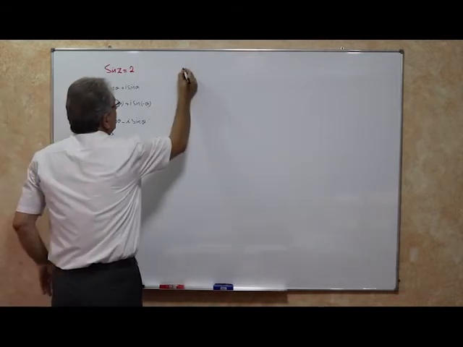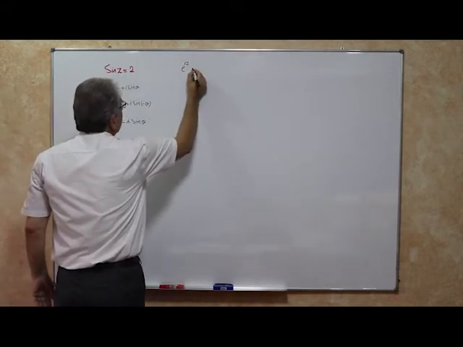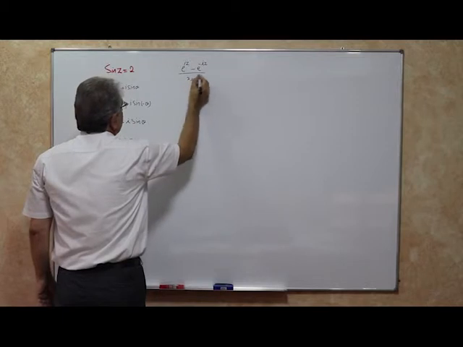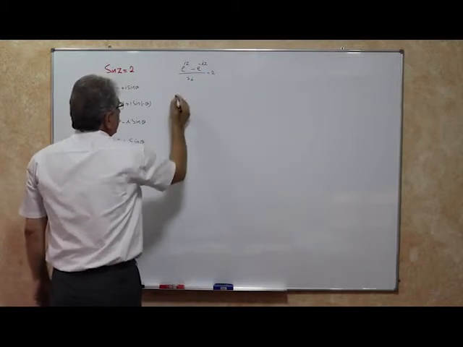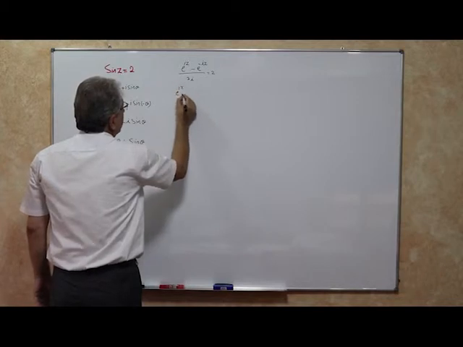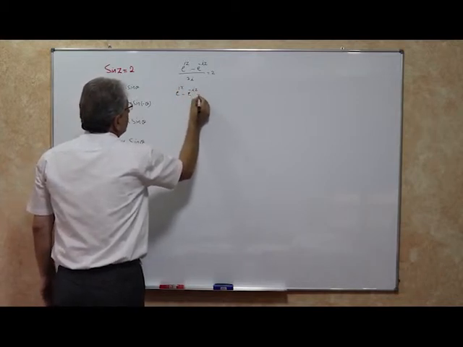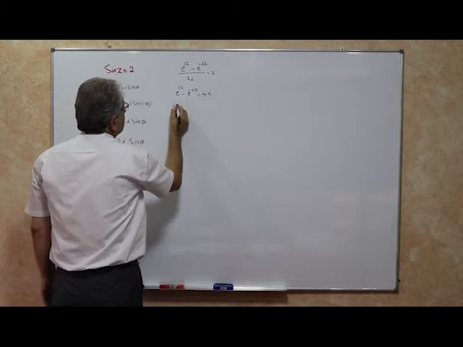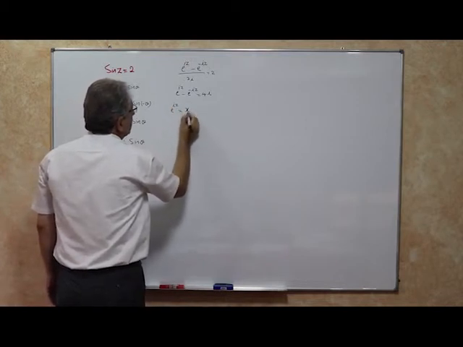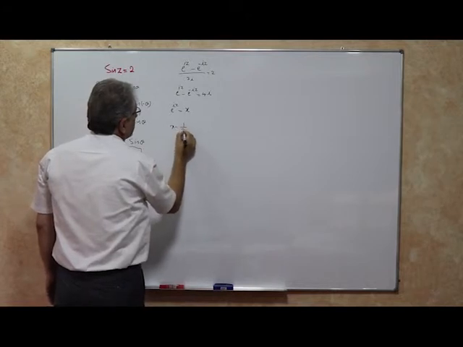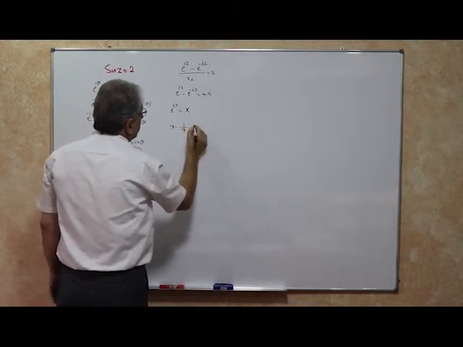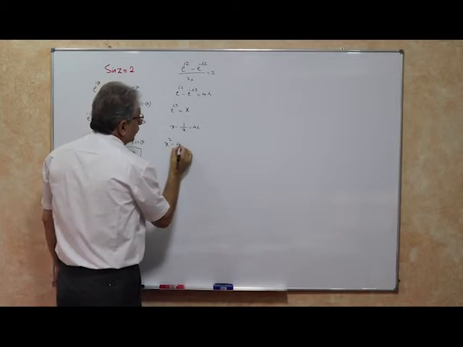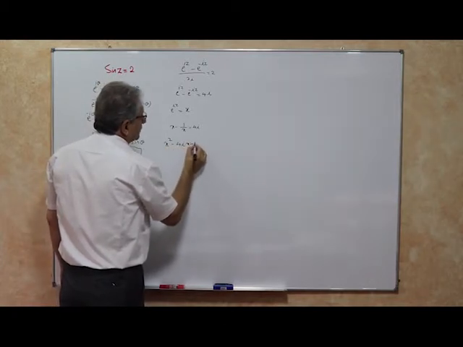Therefore we can say that e to the power of iz minus e to the power of minus iz divided by 2i is equal to 2. Cross multiply here, you are going to get e to the power of iz minus e to the power of minus iz is equal to 4i. Now let e to the power of iz be equal to x. So you are getting x minus 1 over x is equal to 4i. Multiply by x, bring one side, you are getting x squared minus 4i x minus 1 equal to 0.